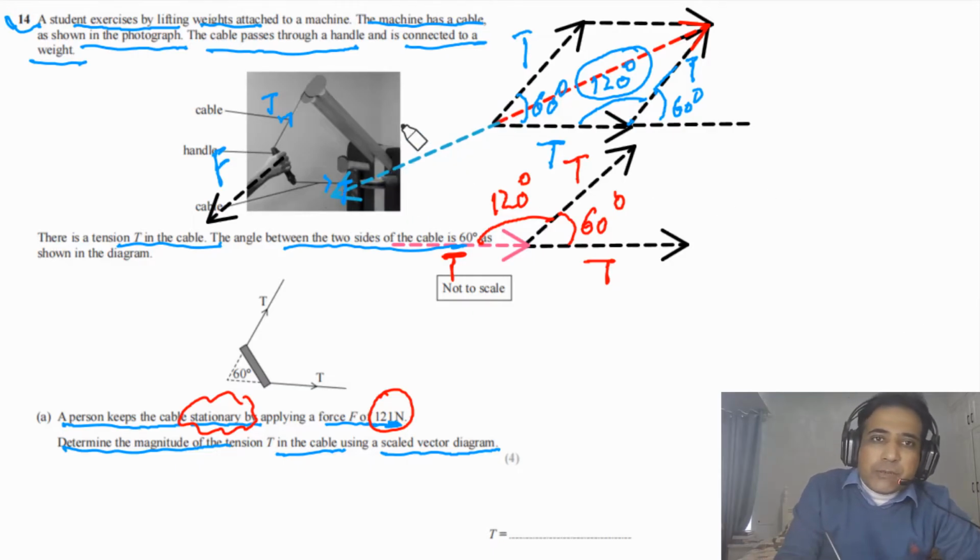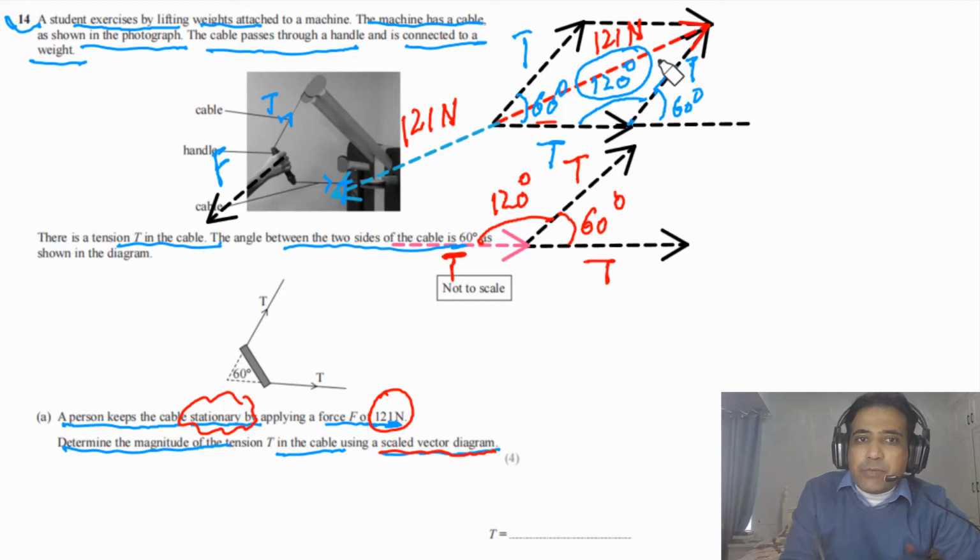And this force is 121 newtons. So it means the resultant of these two vectors is also 121 newtons. So we have to draw a scaled vector diagram. So this is one vector, this is another vector. So this vector, it means you can just move here.